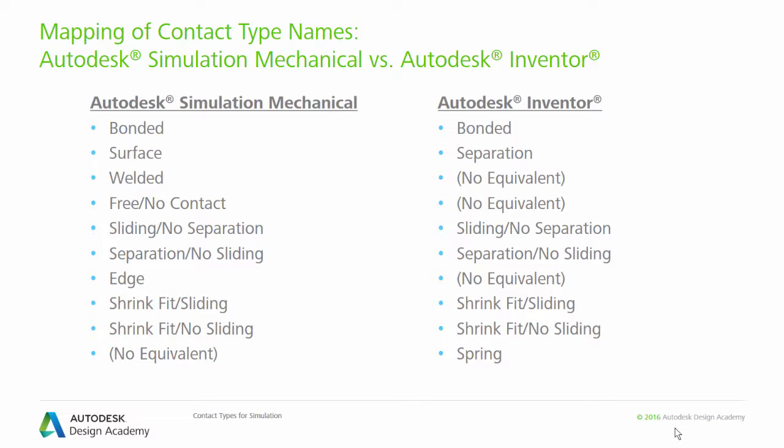Finally, Inventor provides spring contact, where you specify the spring stiffness acting between the two parts. Simulation Mechanical does not directly support this type of contact. However, you can achieve a similar effect by manually creating gap, contact, or spring line elements between two parts. Specify the appropriate stiffness, taking into account the number of line elements involved in the connection. However, this is a somewhat advanced task.